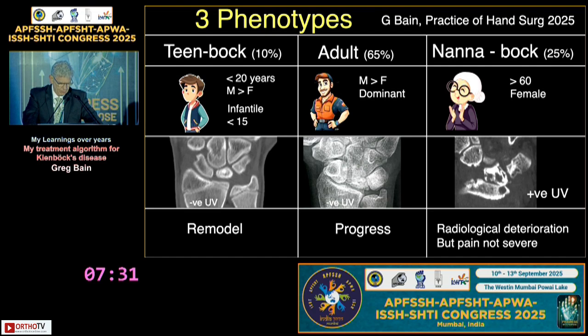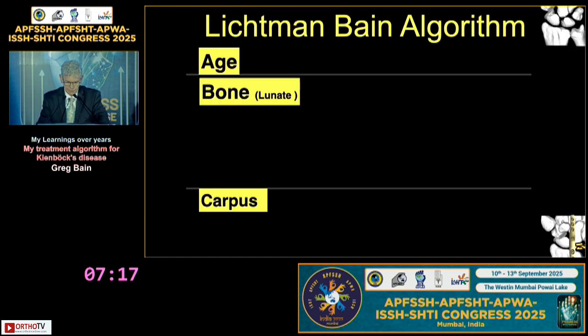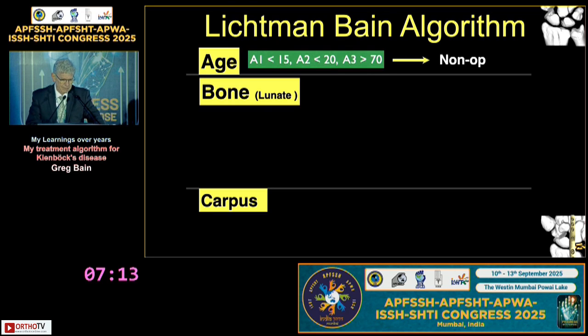Then there's Nanobock, which is the older group, greater than 60. They're nearly always female. They have a positive ulnar variance. They have a radiological deterioration, but their pain's often not severe, so they often need nothing or just an arthroscopic debridement. So the Lippman-Bain algorithm, we look at A, B, and C.